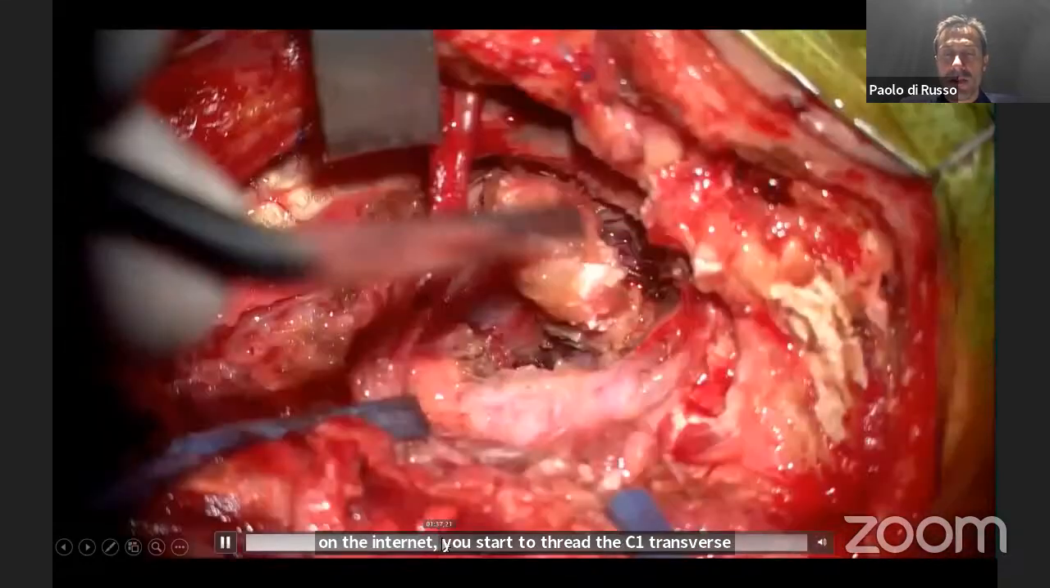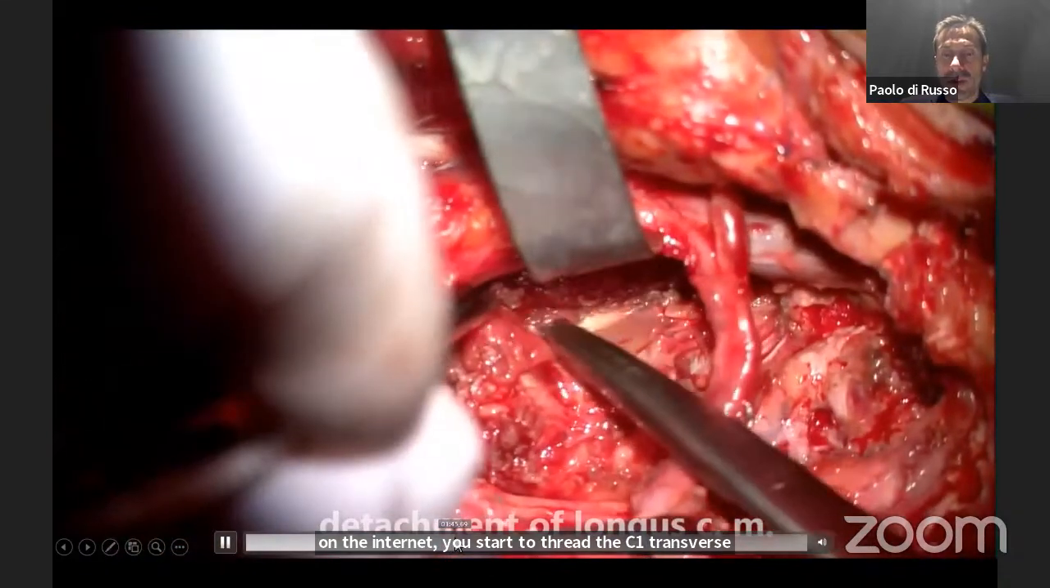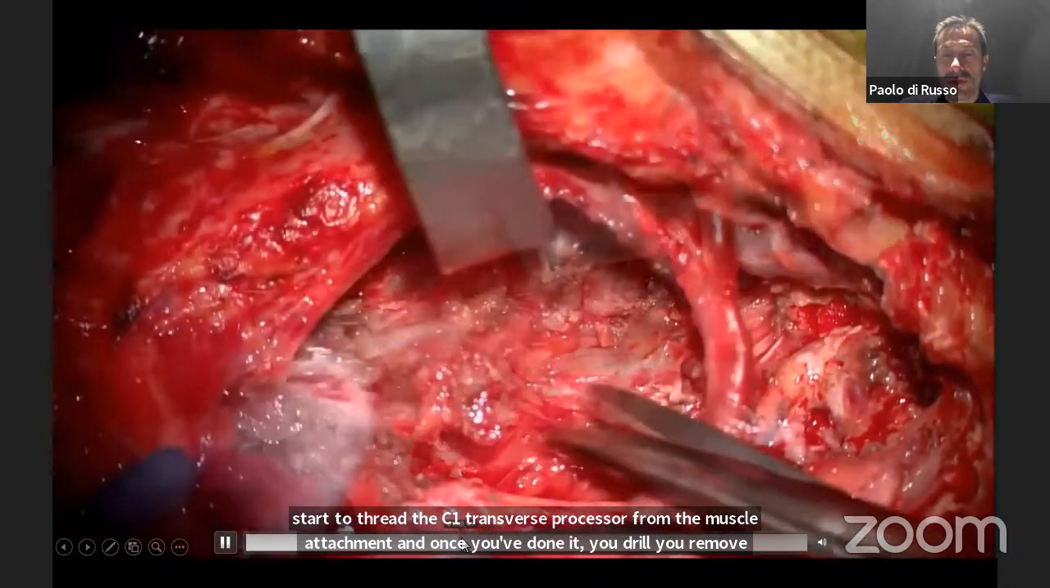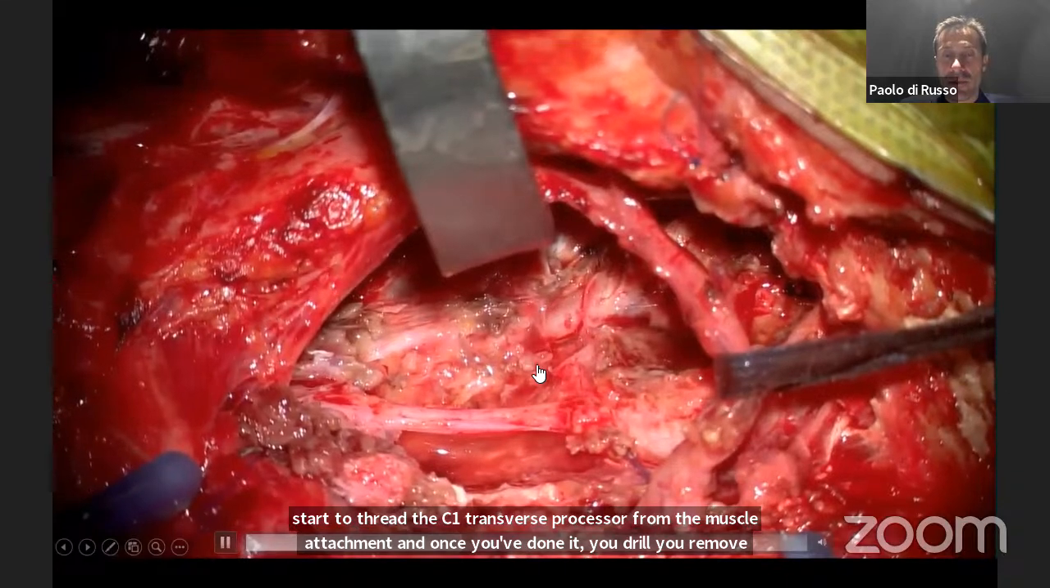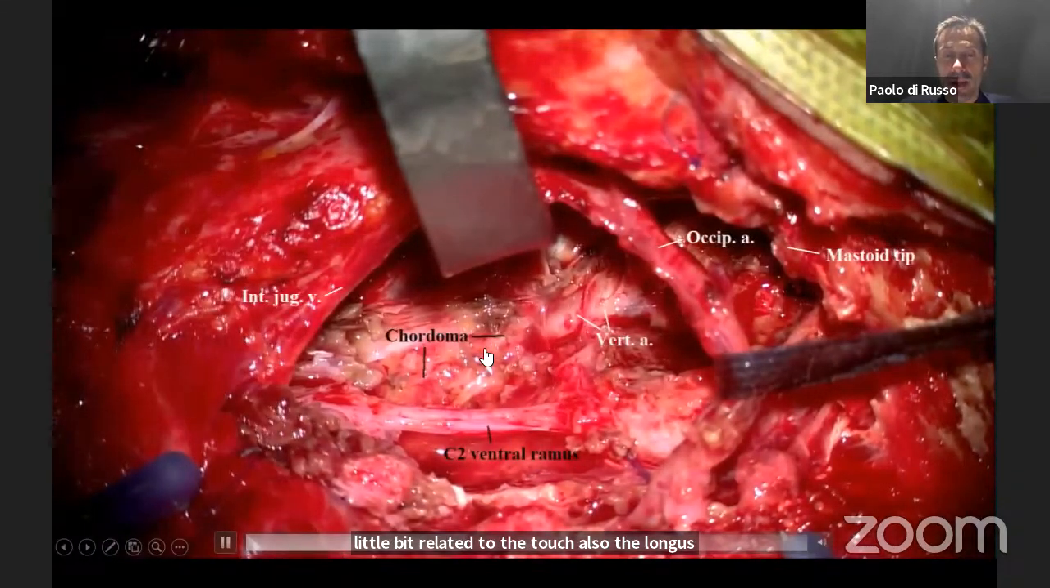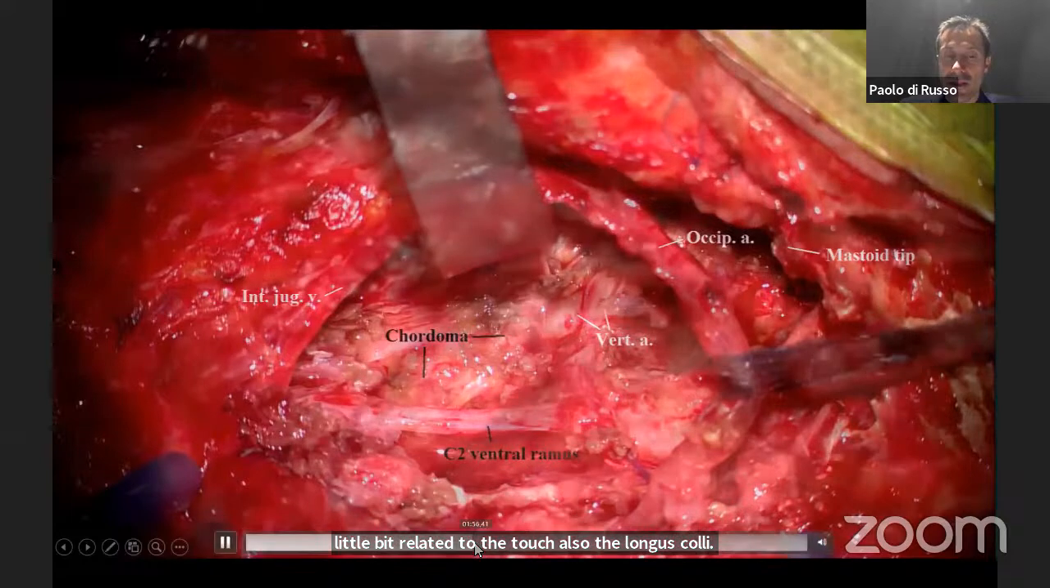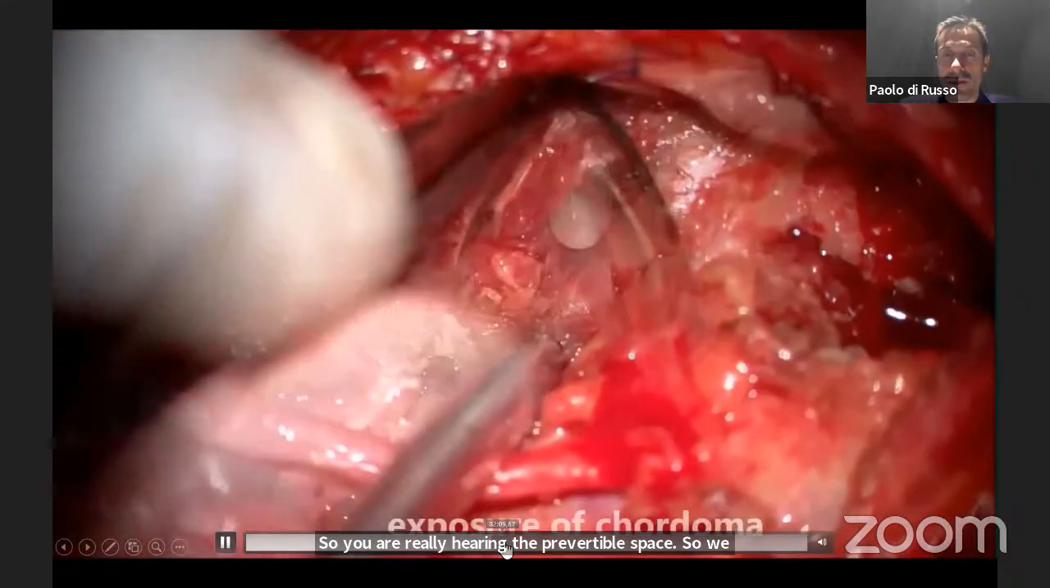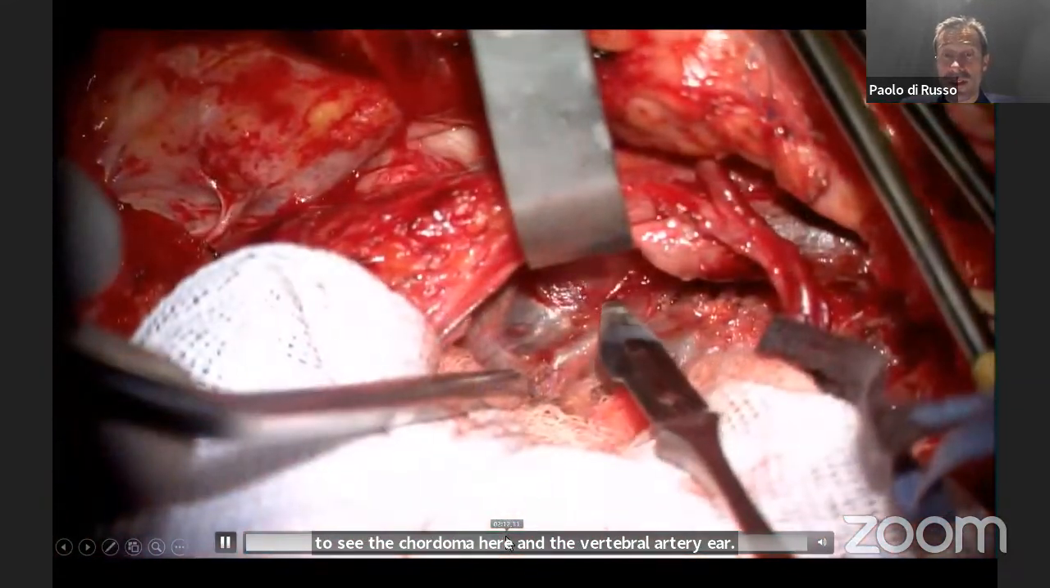You start to free the C1 transverse process from the muscle attachment. Once you've done it, you remove a little bit and you drill it to detach also the longus colli. So you are really here in the prevertebral space. So you start to see the chordoma here and the vertebral artery here. So you start the removal. The Doppler is very useful in a case like this.